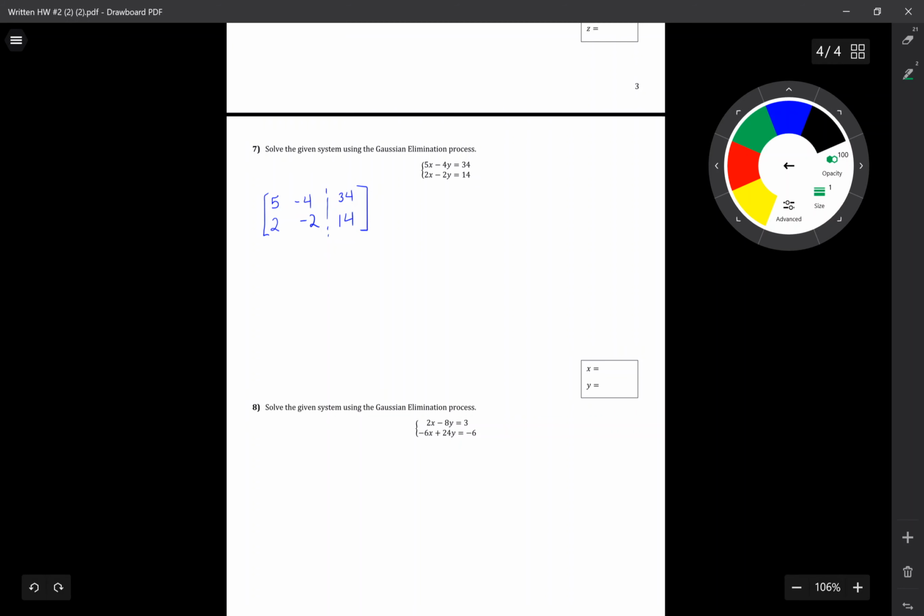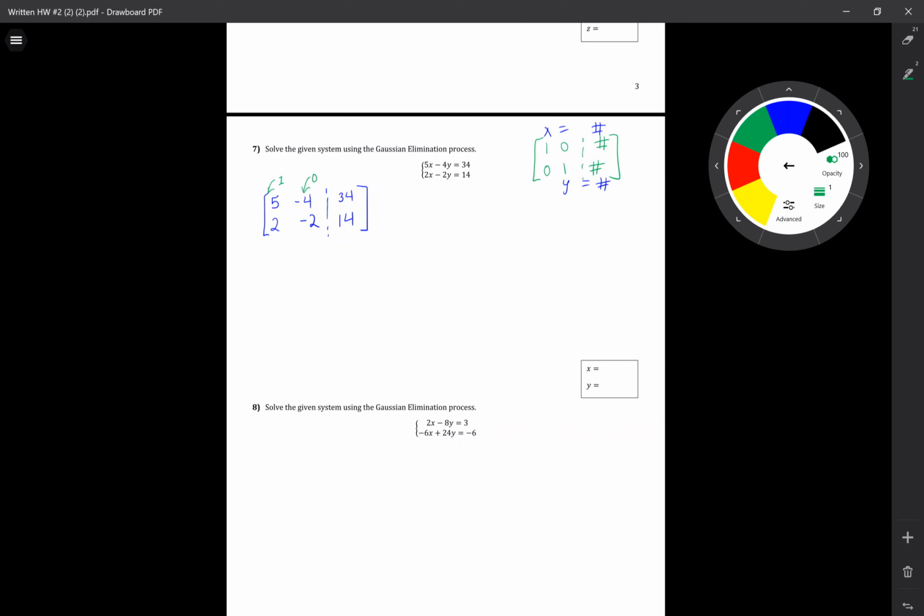And just to remind ourselves, we eventually want something that looks like this: 1, 0, 0, 1, and then numbers here and here. Because this basically tells me that x equals this number and y equals this number. So we want it in this form, and we always work with the top row first because that makes it easier to work with the second row later on. So I want a 1 where this 5 is and a 0 where this 4 is.